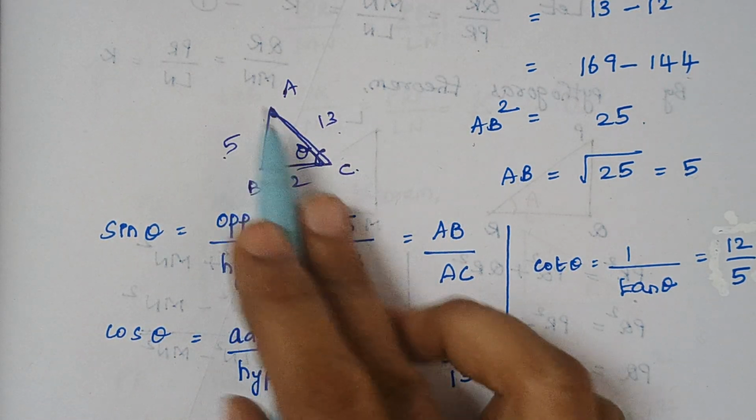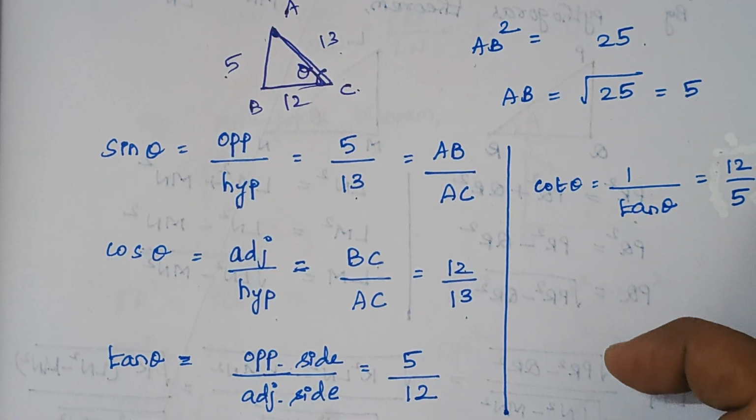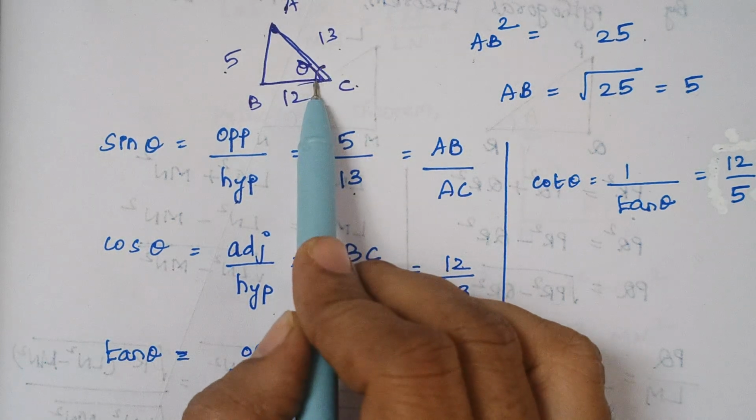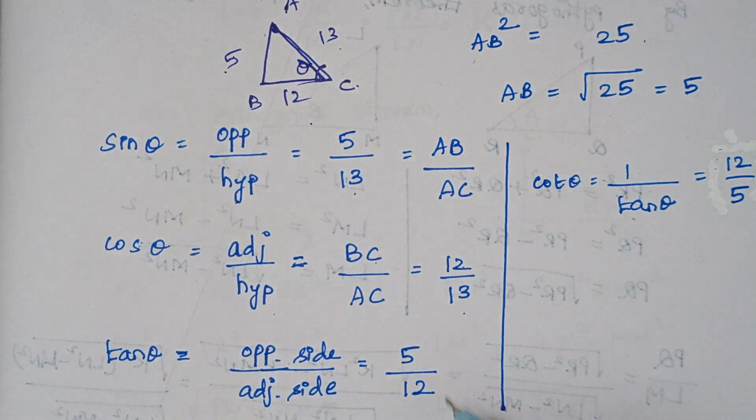That is BC by AC, so 12 by 13. And the next one is tan theta. It is nothing but opposite side by adjacent side. So to this angle theta, this is your opposite side and this is your adjacent side, therefore 5 by 12, right? And the remaining ratios are just reciprocals, right?